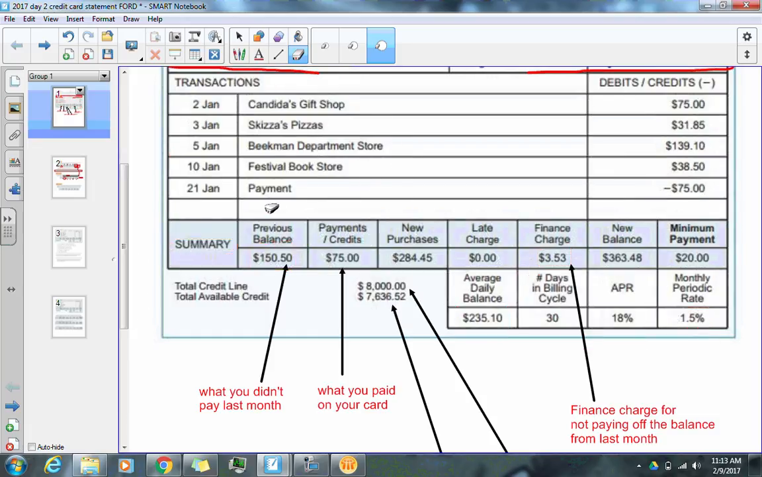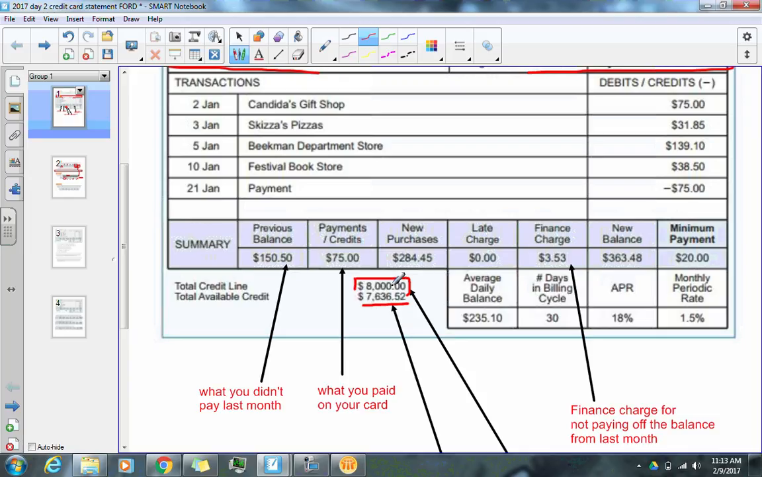All right. So the total credit in this example is $8,000. I'm not going to box it in because I need that number behind us. The total available credit is $7,636. Now, what a credit line means is how much money a credit card company will let you put on their card. In other words, that's the amount of money that the credit card company will let you borrow at one time, $8,000. You cannot go above $8,000.